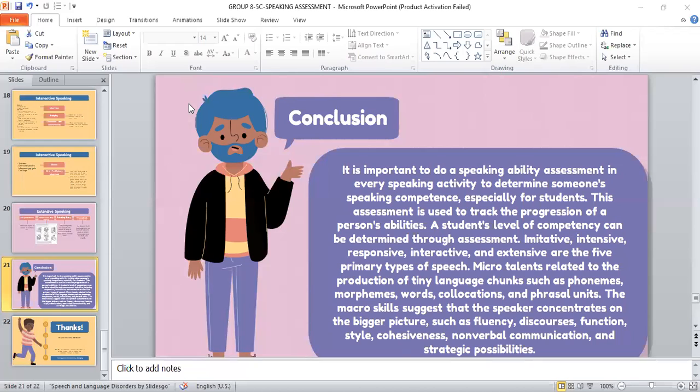In the previous presentation, micro skills related to the production of tiny language chunks such as phonemes, morphemes, words, collocations, and phrasal units. The macro skills suggest that the speaker concentrates on the bigger picture, such as fluency, discourse, function, style, cohesiveness, nonverbal communication, and strategic options.